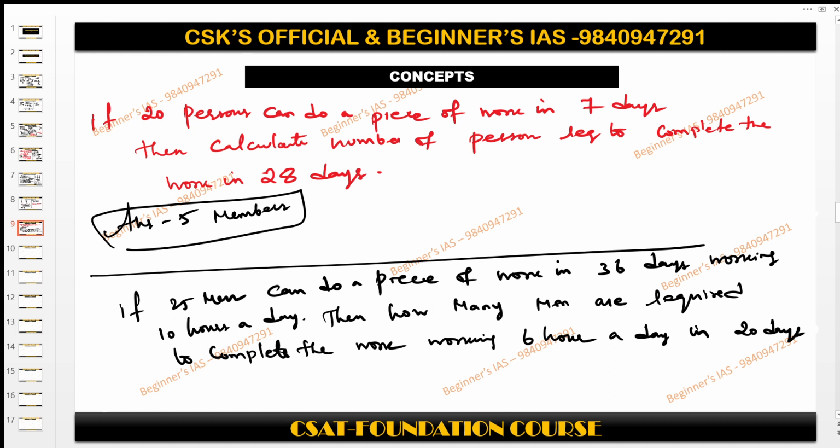So what is M1? 25 men. Okay, M1 is 25. Do a piece of work in 36 days. So D1 is 36. Working 10 hours a day. 75 men. 70, sir. 75, yeah. Okay, 75 is correct. Answer is 75. Fine. Okay, so now I'm going with another model. Listen carefully. Another model. This model is also a very important model.